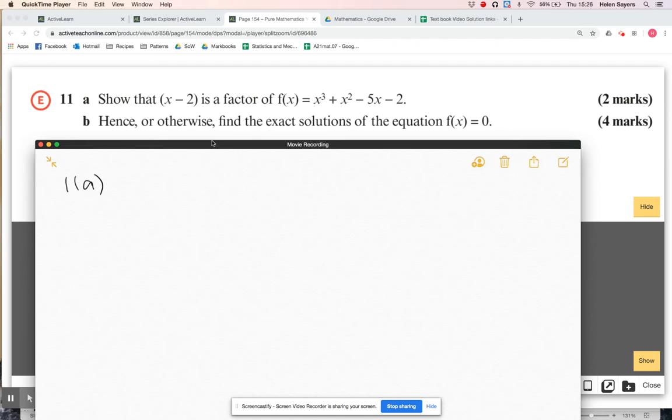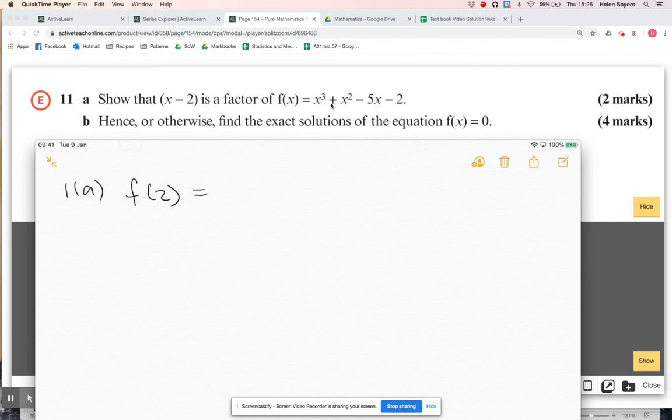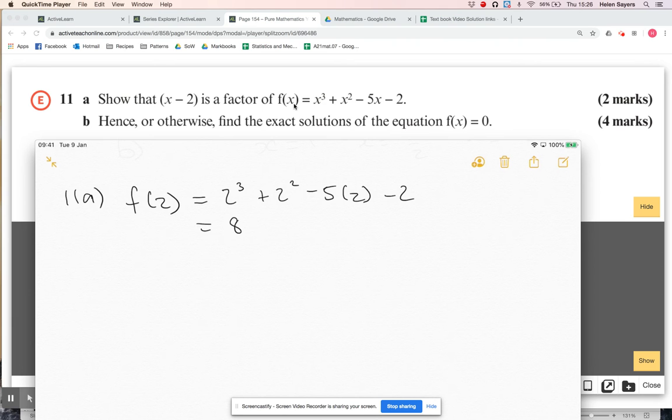So we're showing something is a factor. So if x minus 2 is the factor, I'm going to substitute x equals 2 into f of x. So I'm going to substitute 2 into this. So that is going to be 2 cubed plus 2 squared minus 5 times 2 minus 2. And I'm expecting that to equal 0. I'm just going to show an intermediate stage of working to confirm I have actually done this. So if f of 2 gives me 0, then x minus 2 is a factor. So that feels about right for 2 marks. By far and away the quickest way to do it.